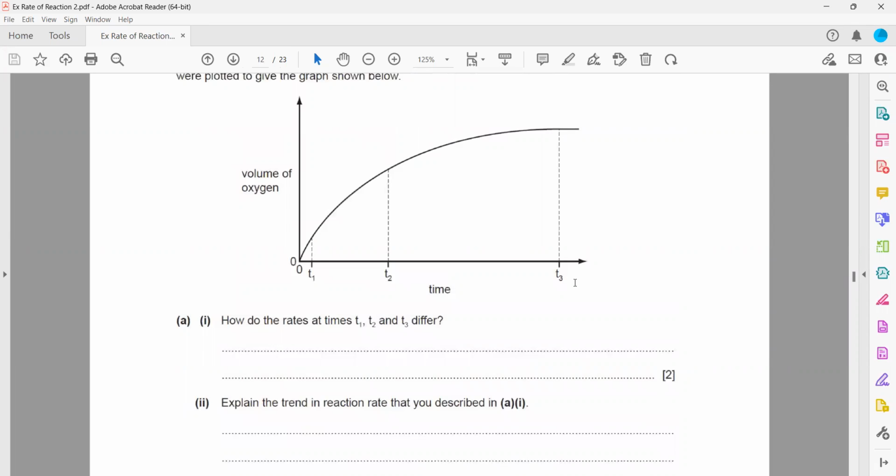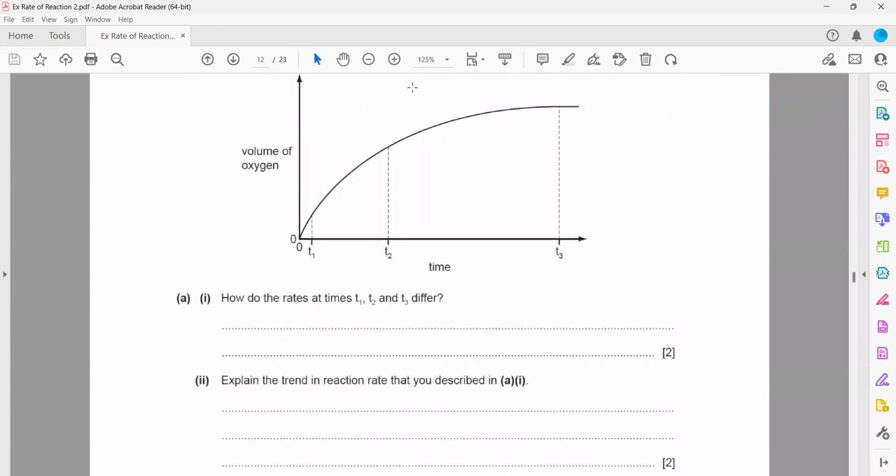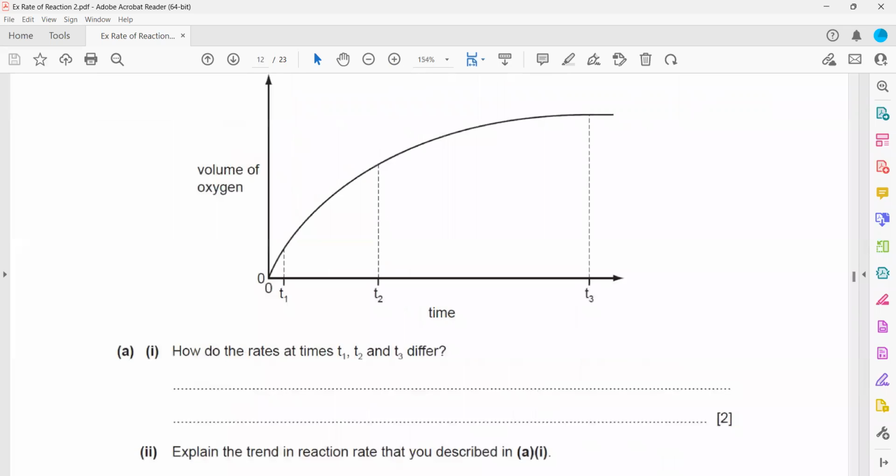So how does the rate of the reaction change? T1 is the highest, then at T2 it is decreasing, and after T3 the reaction has actually stopped. So T2 is less than T1, and at T3 the reaction has stopped. At T1 it is fastest, T2 slows down, and T3 stops. That's right.